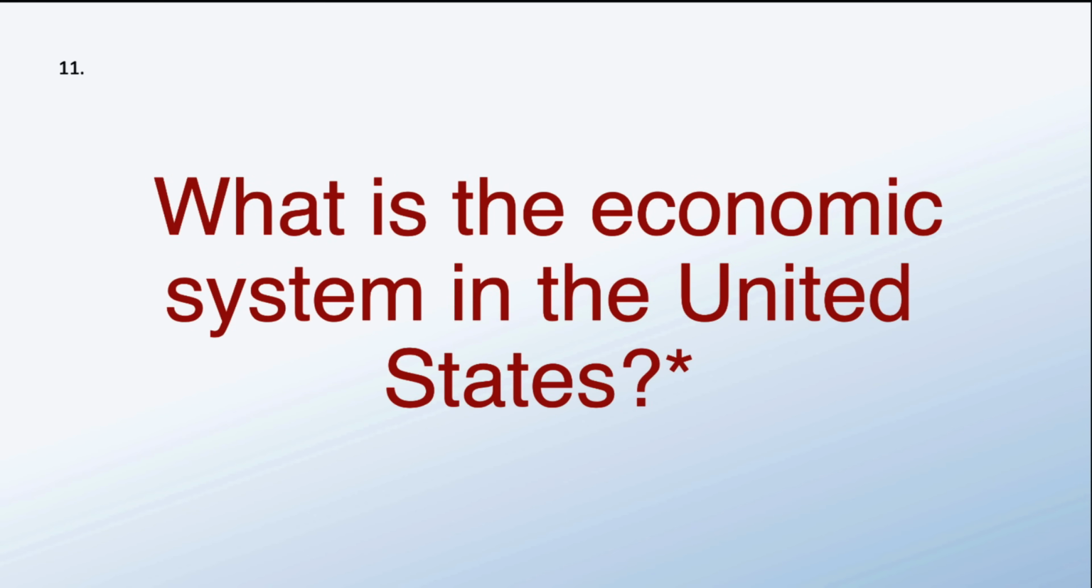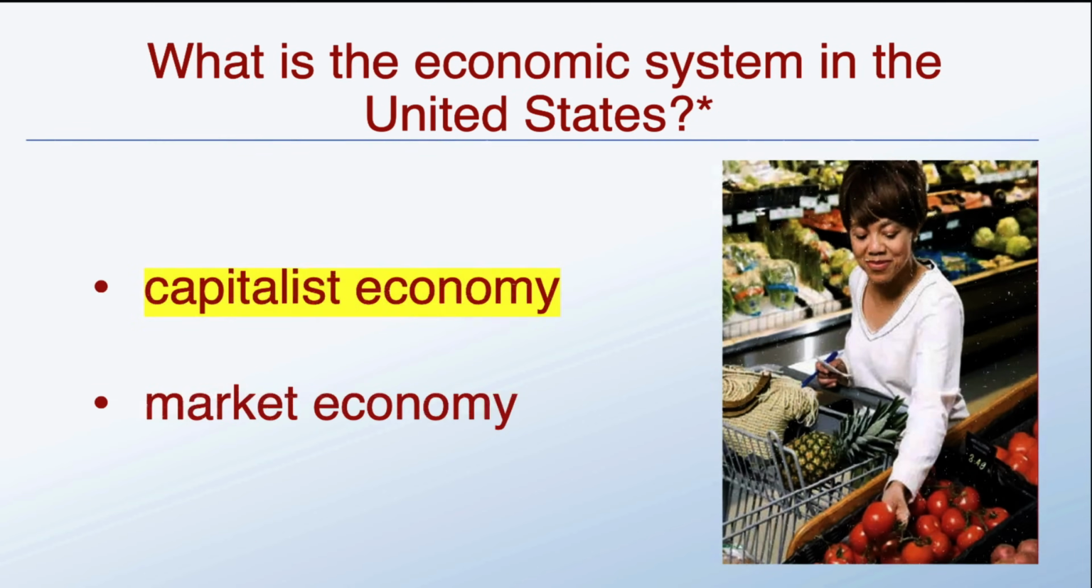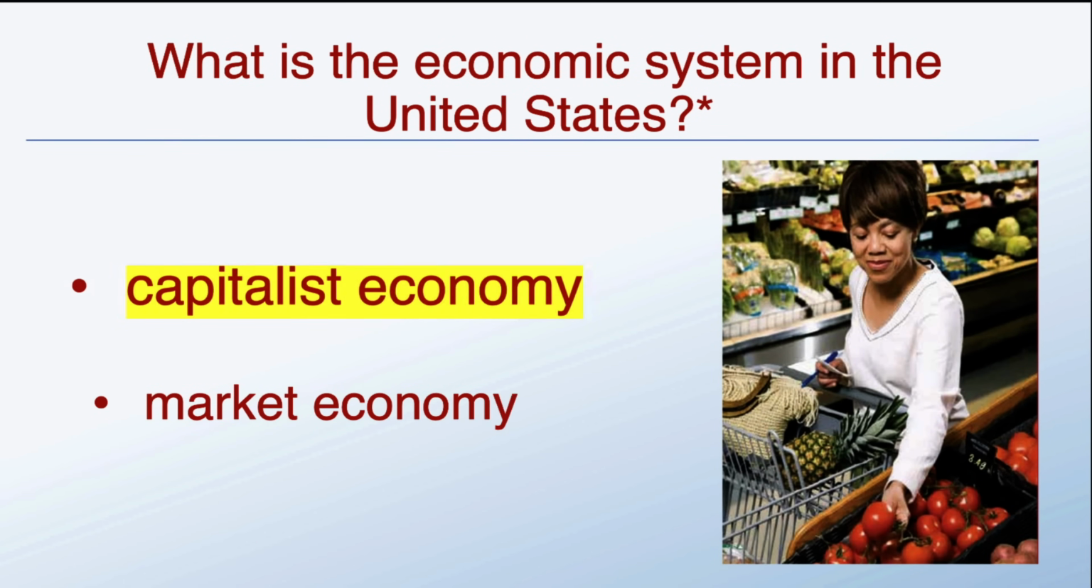What is the economic system in the United States? It's a capitalist economy. The other answer here is market economy. If that's easier to say, that's fine. Either answer is correct: capitalist or market economy.